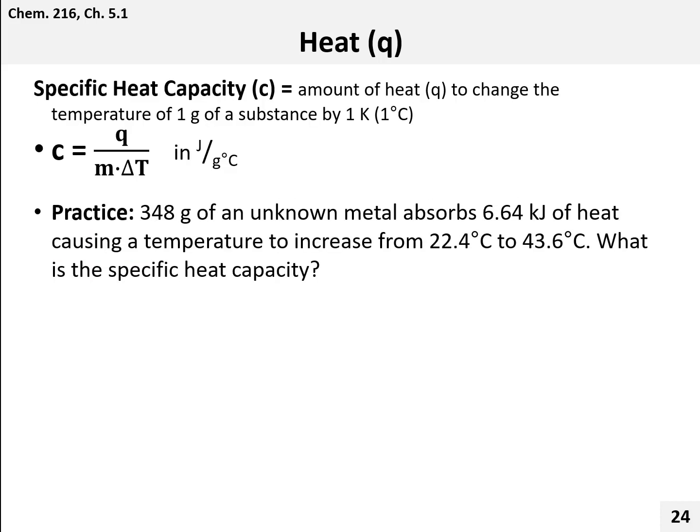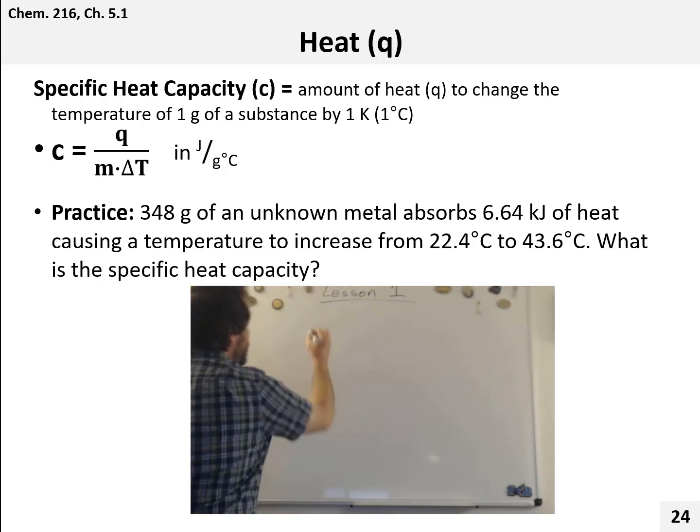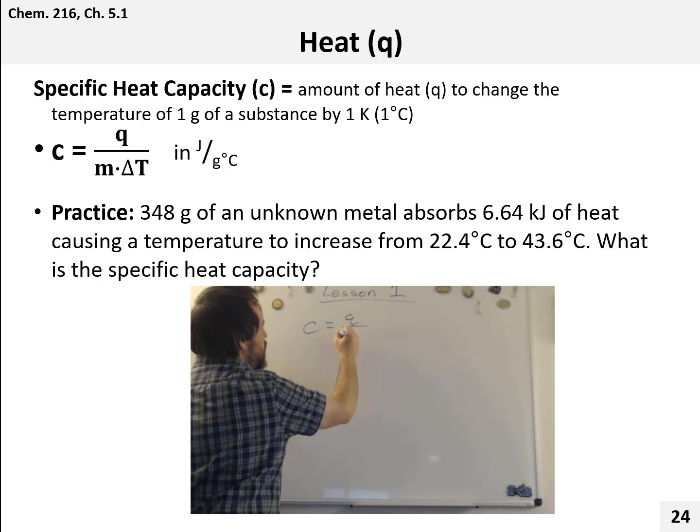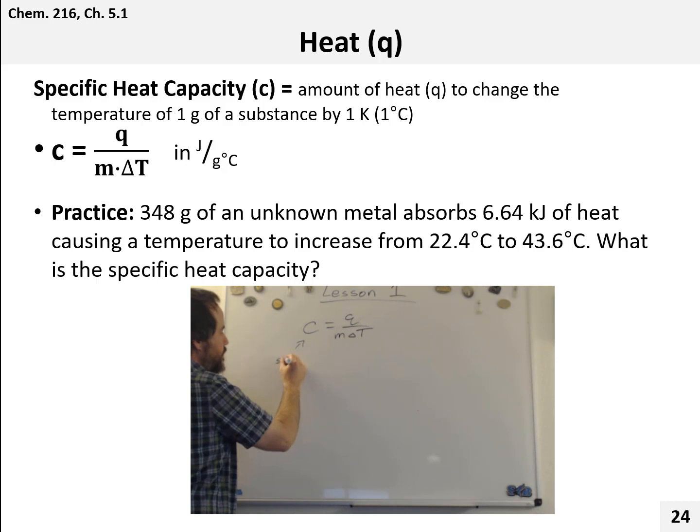So let's look at an example. Let's say we have 348 grams of an unknown metal, and it absorbs 6.64 kilojoules of heat, causing a temperature increase from 22.4 degrees C to 43.6 degrees C. What is the specific heat capacity? All right, so we're going to use that new equation for specific heat capacity.